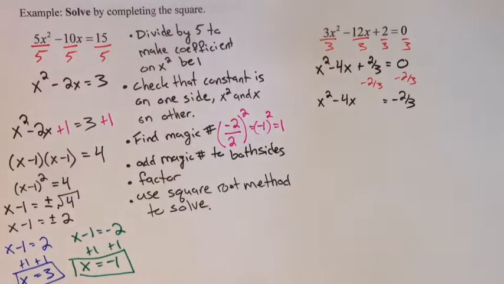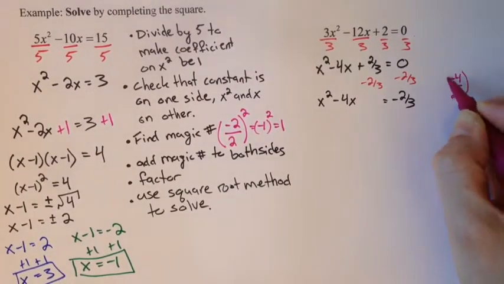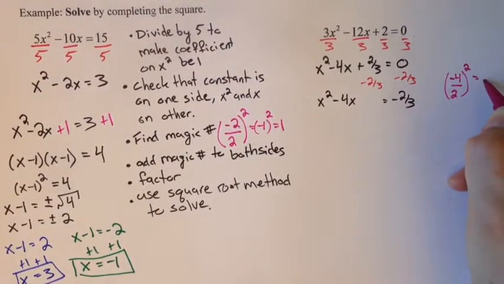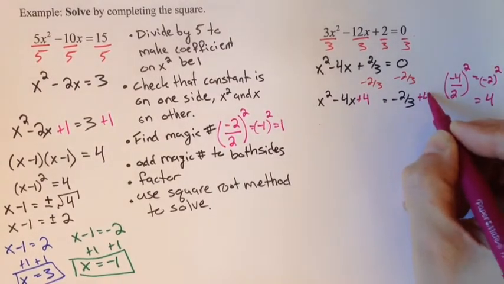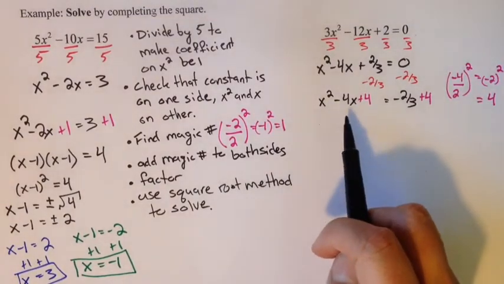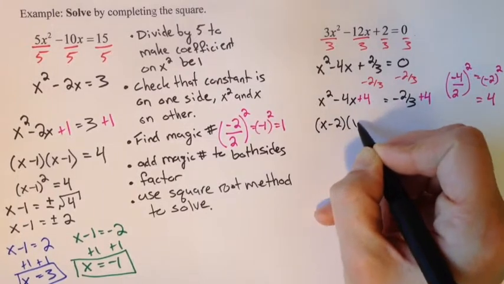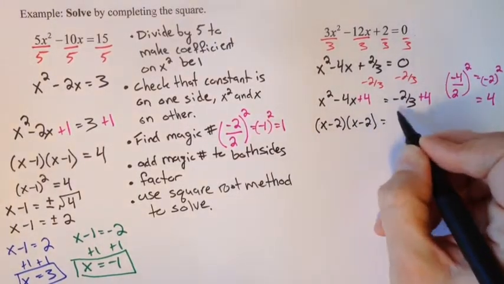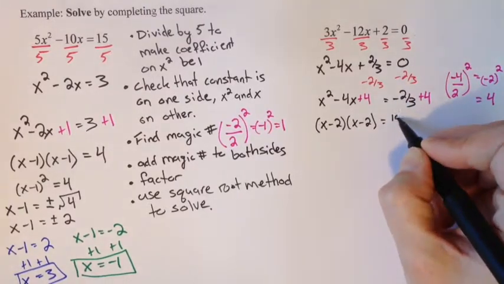Now I find the magic number and add that to both sides of the equation. My magic number is negative 4 divided by 2, quantity squared, which is negative 2 squared, which is just 4. There's my magic number. I add that to both sides of the equation. Now I factor the left-hand side of my equation. X squared minus 4x plus 4 factors as x minus 2 multiplied by itself, x minus 2. And negative 2/3 plus 4 is the same as 10/3.